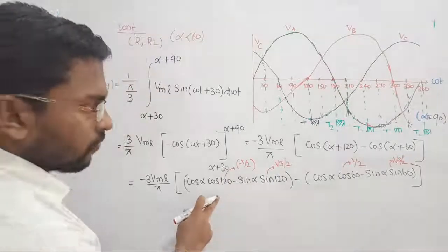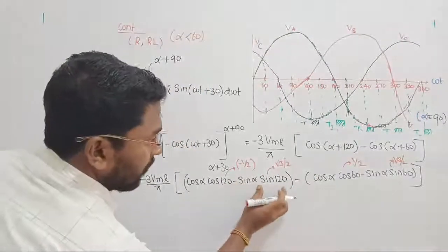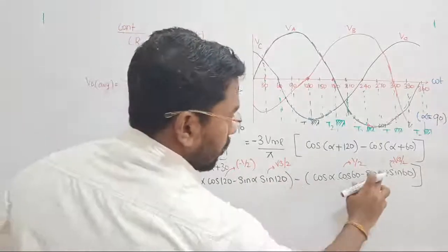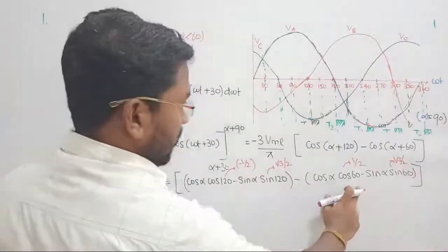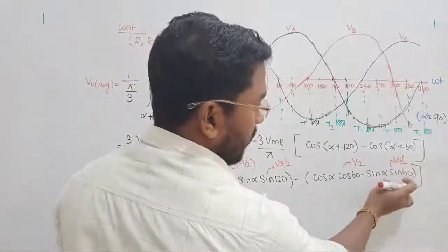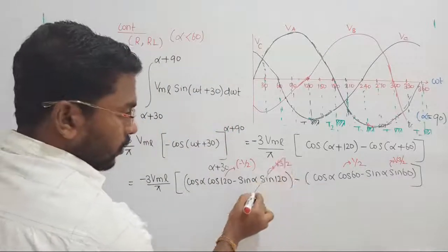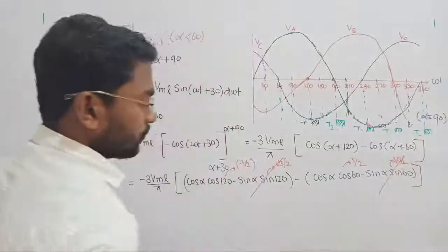So here it becomes what? See, minus sin alpha into root 3 by 2. Now pass this minus inside. Minus of minus, right? It will become what? Minus of minus will become plus. So plus sin alpha into root 3 by 2, minus sin alpha root 3 by 2. These two terms are getting cancelled, right?